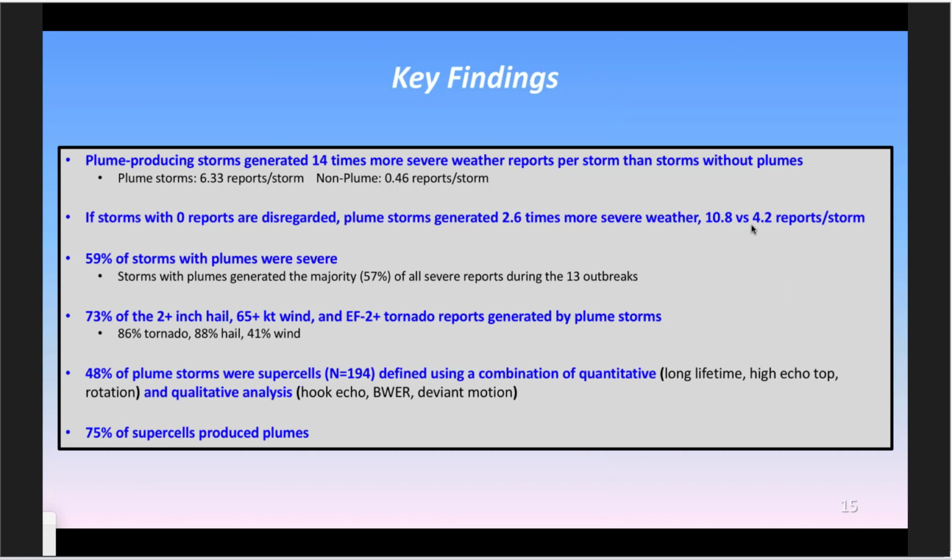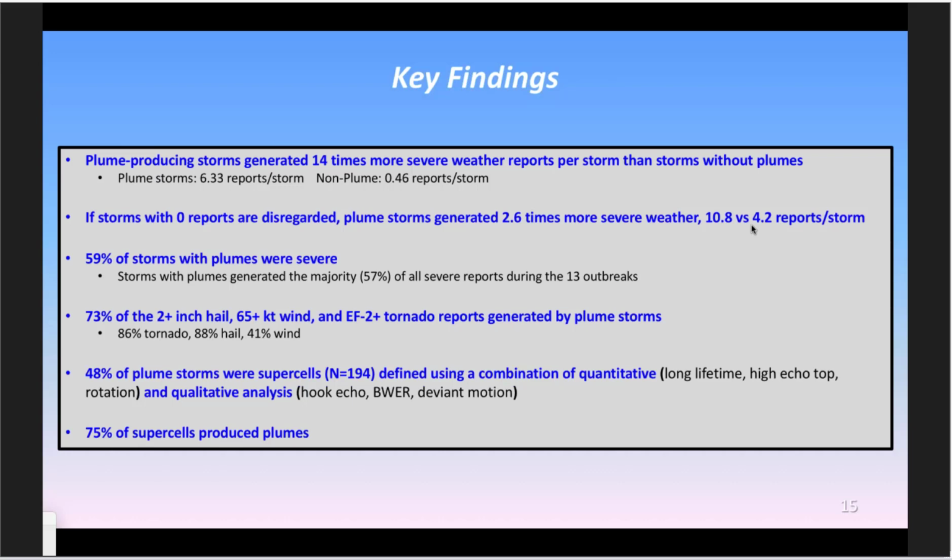And so when we drill into some of the severe weather reports here, we find that if you take the number of severe weather reports per storm for storms that produce plumes and those without, you end up with about 14 times more reports for plume-producing storms than non-plume-producing storms. And we've normalized this by storm lifetime. That's not shown here, but we still find that plume-producing storms are more severe.